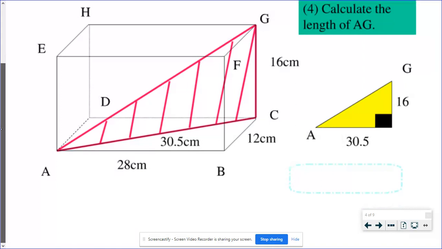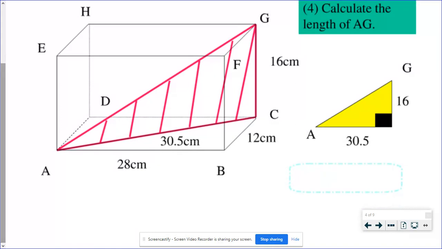So now we've got that 30.5, you can kind of see that triangle is shaded, and I've got it pulled out as a yellow triangle over on the side. The 30.5 and the 16 are my legs. I need to find the hypotenuse, which is really what I'm looking for, which is segment AG.